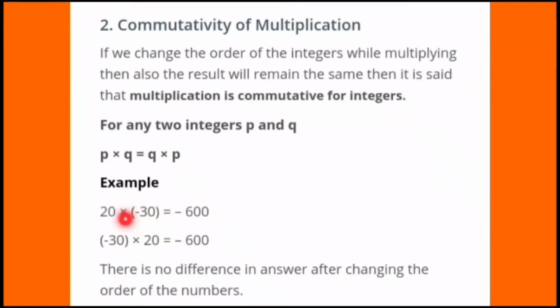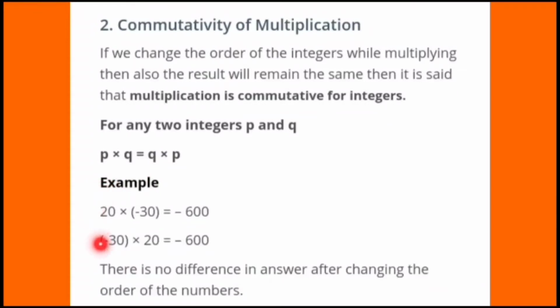What's the result? Minus 600. Now you change the order of the numbers. Put minus 30 first. Minus 30 into 20 is equal to minus 600. So there is no difference in the answer after changing the order of the numbers.